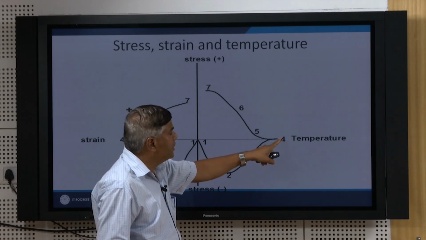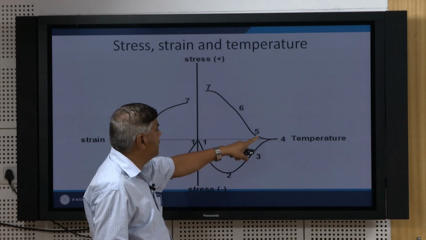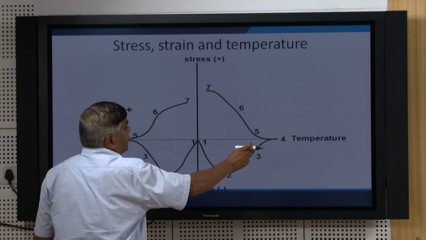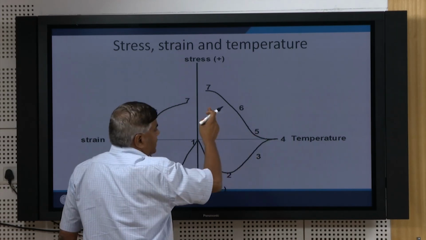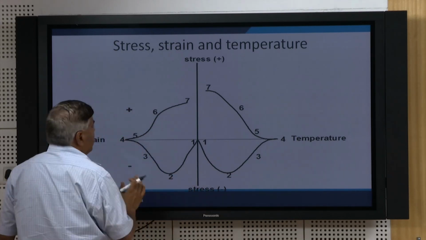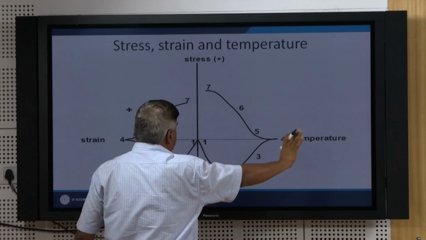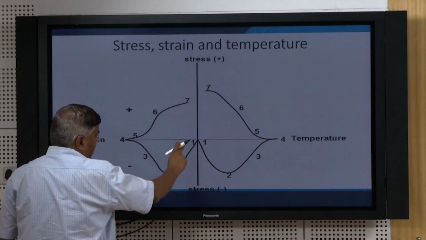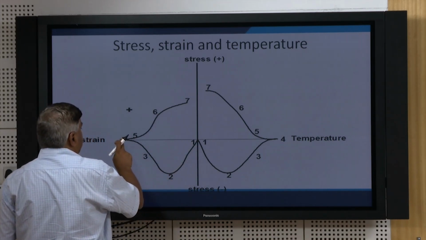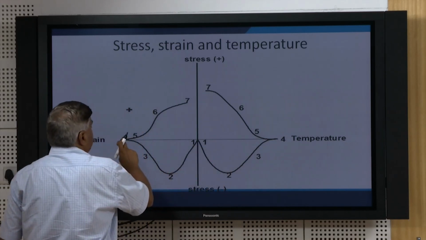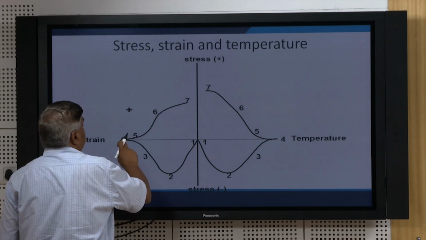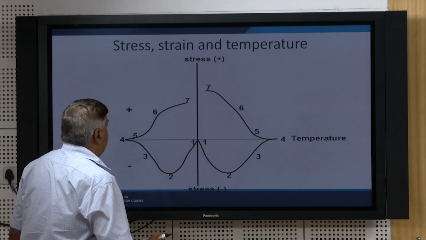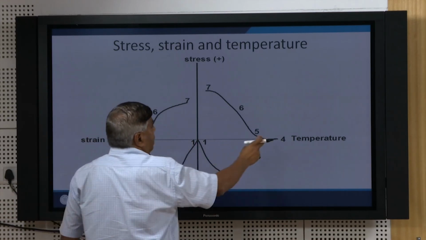Thereafter, after reaching point 4, cooling starts. When the temperature starts decreasing, the stress pattern changes. Here on this side we have the strain and on this side we have the stress. On the strain side, with the increase in temperature the compressive strain increases, then its magnitude decreases. As the temperature starts decreasing, the strain pattern becomes positive. Now the tensile strain comes into the picture, and the strain which is tensile in nature becomes active with the further reduction in temperature.